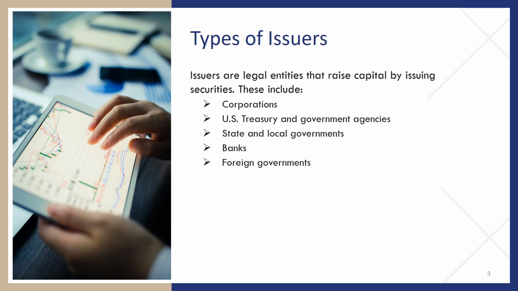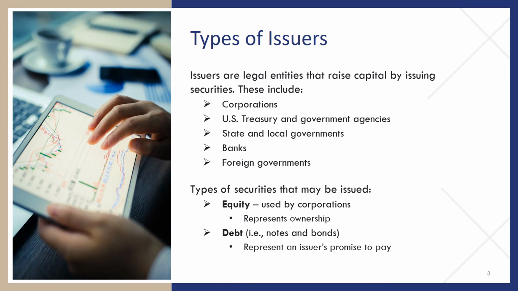Now, even though banks are technically a type of corporation, we listed them separately because they are a very active participant in issuing securities. So banks could actually have a dual purpose. They could be raising money and issuing securities, as well as helping others buy and sell those securities. And last but not least are foreign governments or foreign corporations as well. So foreign governments can issue securities the same way the U.S. government would issue securities.